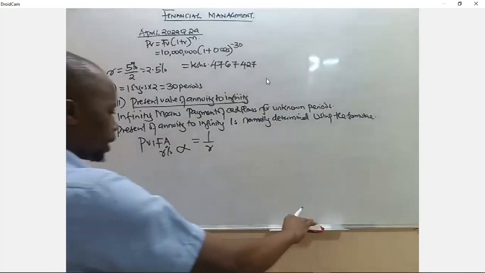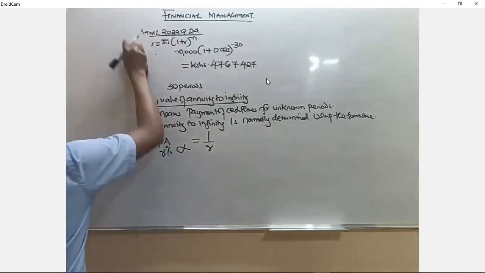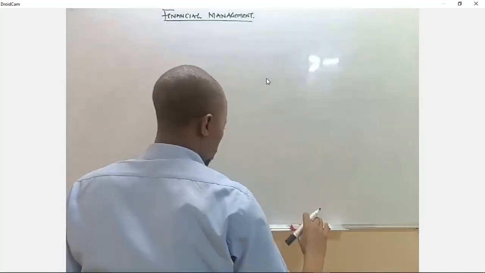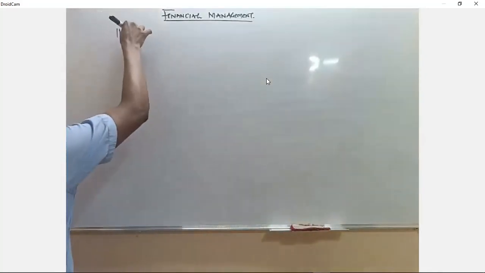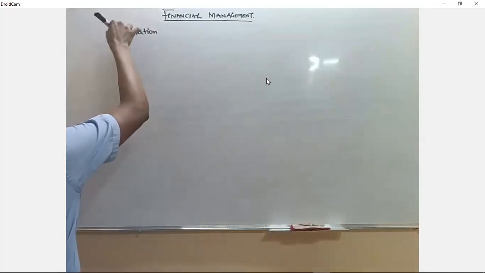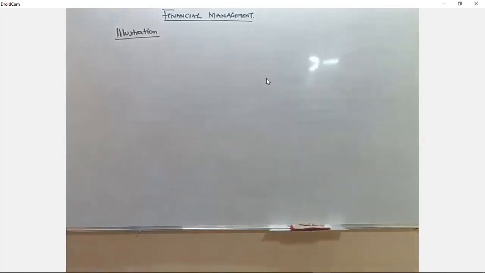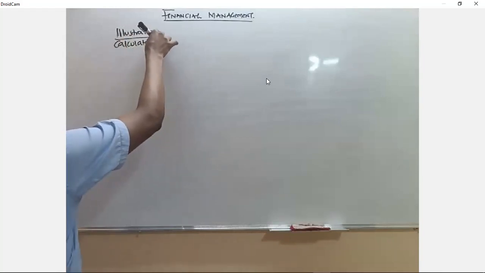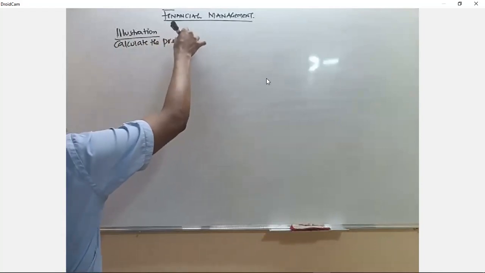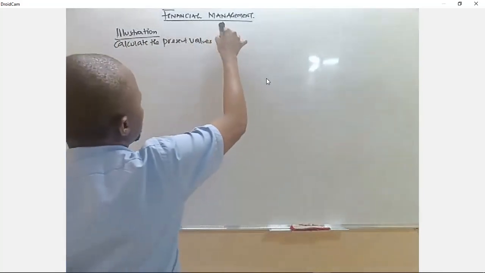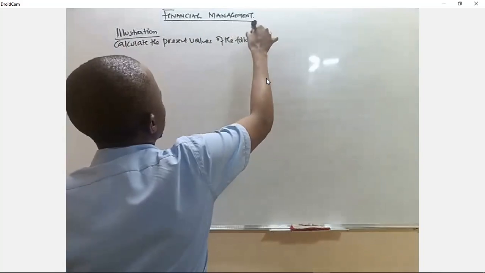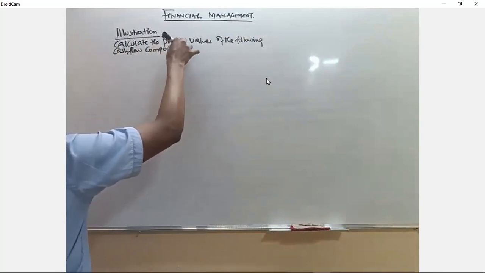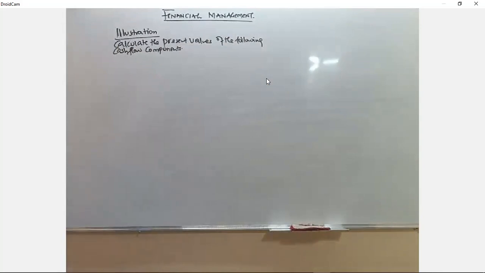So in this case, let me come up with an illustration here, and then we are not going to have any problem in this area. So let us get our illustration. We are saying, calculate the present values of the following cash flow components. So how do they look?